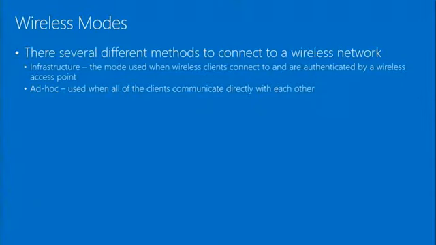Wireless modes. Different modes to connect to a wireless network. Infrastructure: wireless clients connect to and are authenticated by a WAP, a wireless access point. Or ad hoc, used when all the clients communicate directly with each other. And I don't know if some people know this or some people don't know this. Similar to a computer at your house, you don't have to have a hub or a switch to get your computers to talk to each other. We mentioned creating a cable that's got the wires reversed on one end. You can plug that crossover cable into both of your devices and they'll communicate with each other.